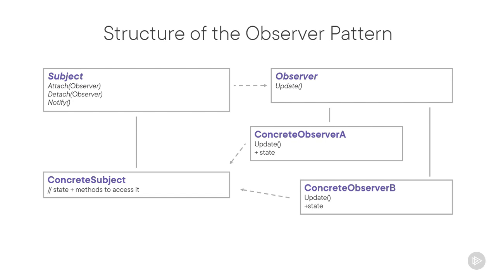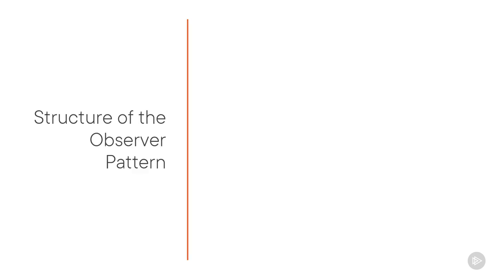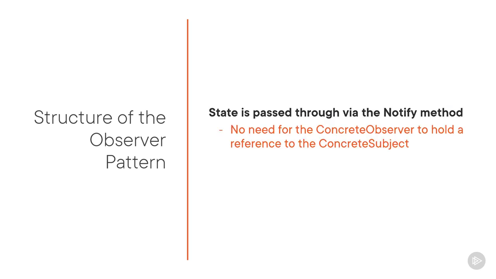I do want to mention something here. The diagram you see on screen now slightly differs from the original pattern template. In our implementation, we're passing through the state from concrete subject to concrete observer as a parameter via the notify method. In the original template, the concrete observer would hold a reference to concrete subject, so it could query it for state changes. That's a valid implementation as well, but these days the one we detailed is more common.